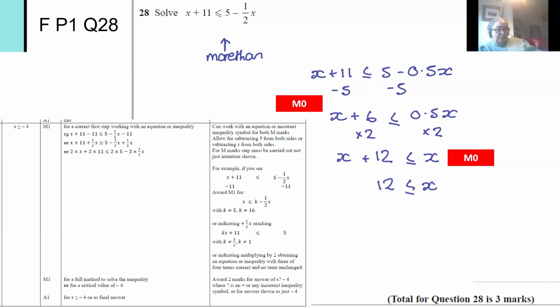So then there's no full method to solve the inequality, so they don't get the second mark, which then leaves them not getting the accuracy mark. It's interesting to note that where we see the intention to add or subtract, we're looking for all the terms that should not be acted upon to remain unchanged, and the term being removed by the action. So again, I thought this was brilliant to see this enacted in the mark scheme, and it's probably a while since we've seen that.